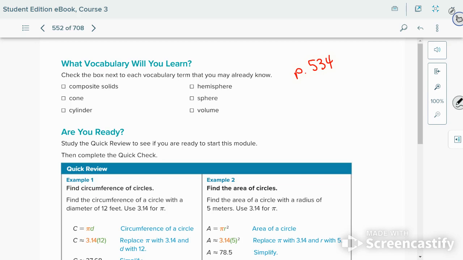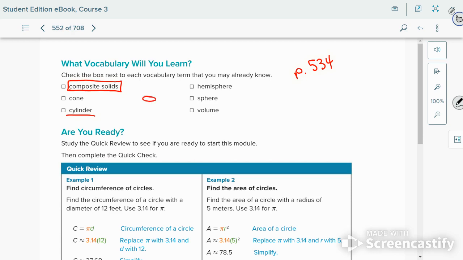Intro to Chapter 10, or Module 10. Here we go. We are going to be finding volume. All right, volume. And today we're going to specifically focus on volume of cylinders. And we have to eventually be able to find the volume of composite solids.